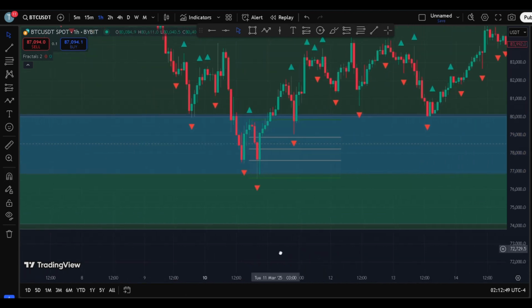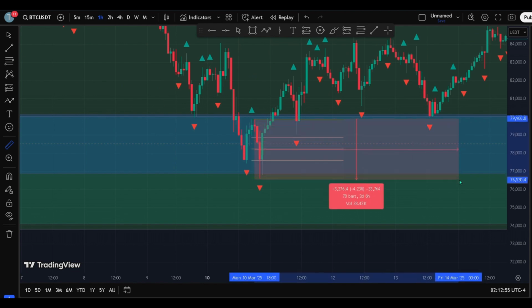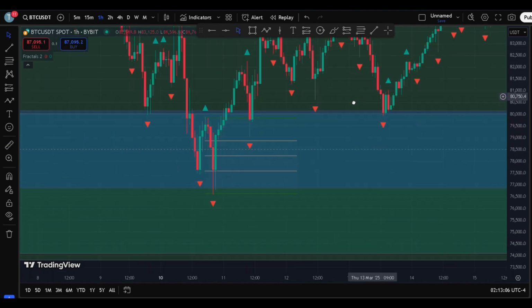Quick, simple. So this is my fib. You can use anything, literally from here to here, just to highlight those zones. So from the low, and then drag it out again and do that. It's just up to you how you want to do it.